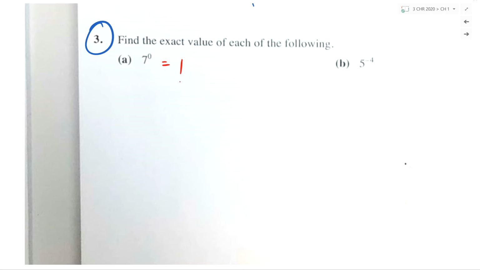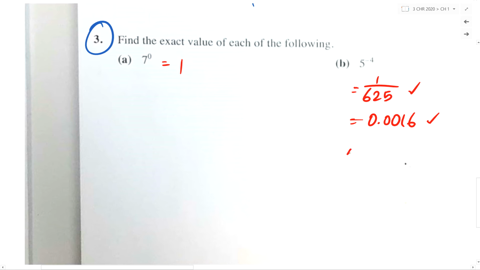Okay, next one. 5 to the power of negative 4. How much is this? I can't do this mentally, you know. Okay, so press 5 to the power of negative 4. And we have 1 over 625. Can we leave it in decimal? Can. Which is the same as 0.0016. They are equivalent. They are the same thing. So this is correct.